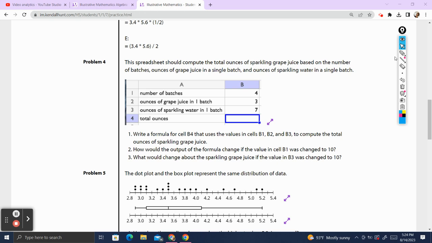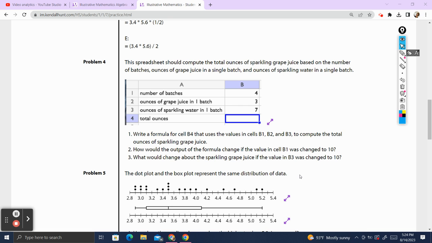Problem number 4. The spreadsheet should compute the total ounces of sparkling grape juice based on the number of batches, ounces of grape juice in a single batch, and ounces of sparkling water in a single batch. So the number of batches is 4. The ounces of grape juice in one batch is 3. The ounces of sparkling water in one batch is 7. So the total ounces should be... Write a formula for cell B4 that uses the values in cells B1, B2, and B3 to compute the total ounces of sparkling grape juice.